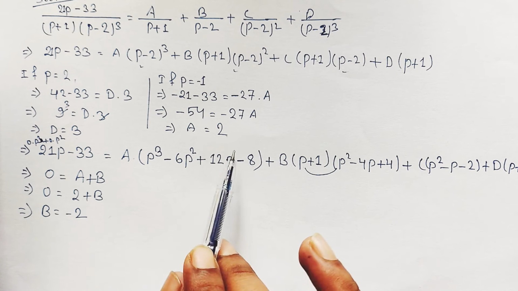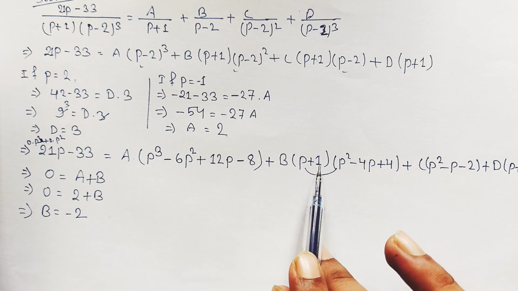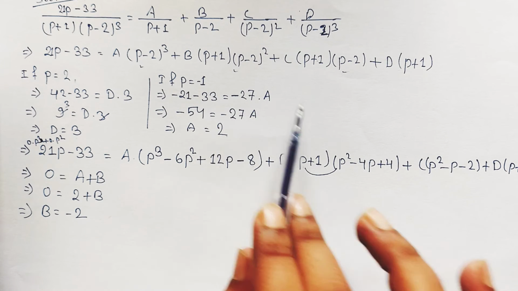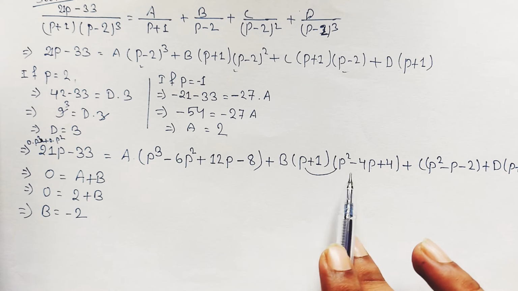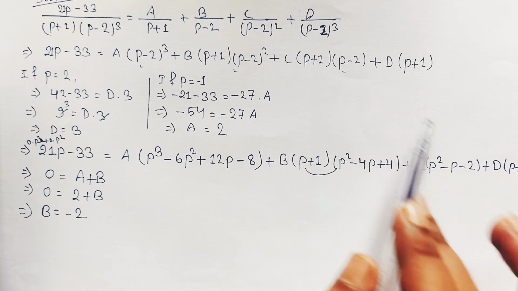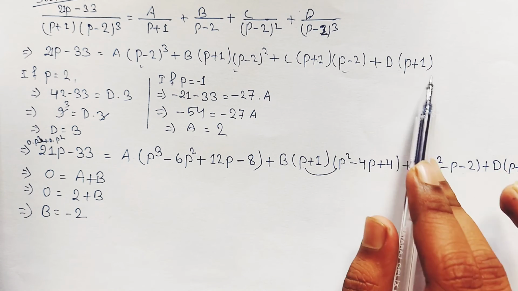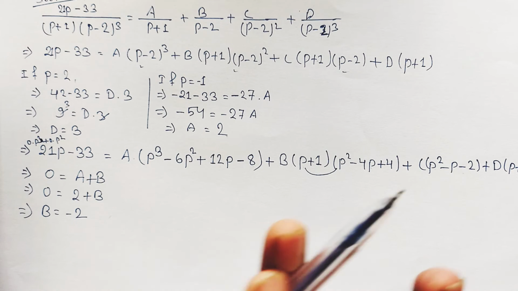I have used the formula that is (a - b)^3. Now the second expression is (p + 1)(p - 2)^2. So for (p - 2)^2, I have used the formula here. Again we have (p + 1)(p - 2), so do the multiplication, and we have d times (p + 1). Now what we will do, we will compare the coefficients of p^3.